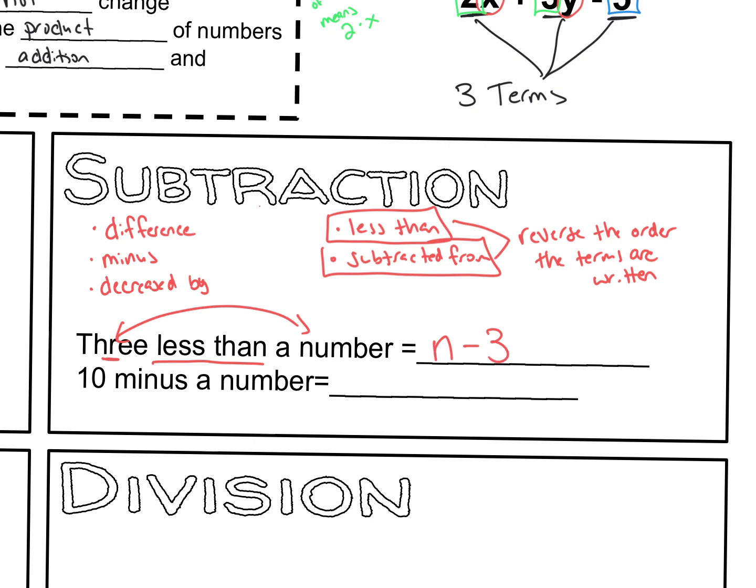If you ever get confused, a good way to do this is put a number in and say, what would be 3 less than 10? Well, if you were trying to figure out 3 less than 10, you would do 10 minus 3. And so that's why the number would come first. So 3 less than 10 would be 7.